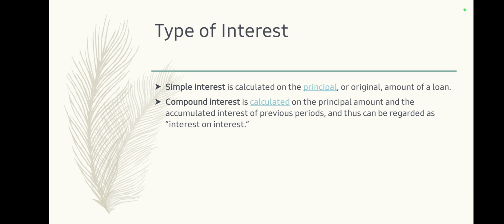There are two calculations of interest, which are simple and compound interest. Simple interest is calculated on the principal or original amount of a loan, while compound interest is calculated on the principal amount and the accumulated interest of previous periods, and thus can be regarded as interest on interest.